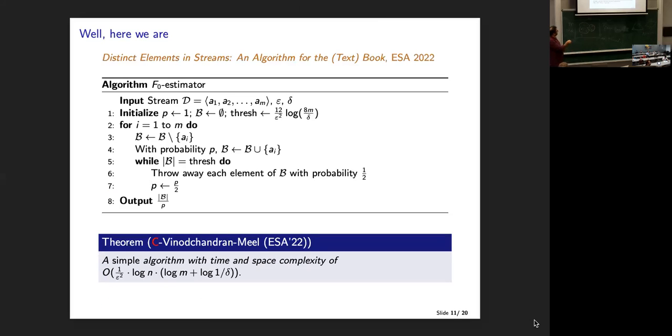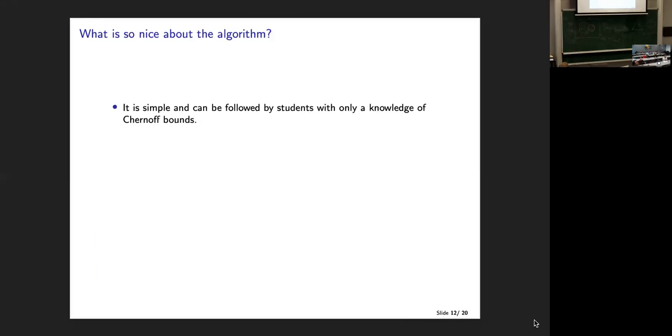This gives you this one. Now, the best part of this whole thing is that although I wrote everything for distinct elements, I explained everything for union of sets, because when I drew it for the set, it's exactly the same thing. So the good thing of this algorithm is that it is very simple, in the sense that you only need Chernoff bounds a few times.